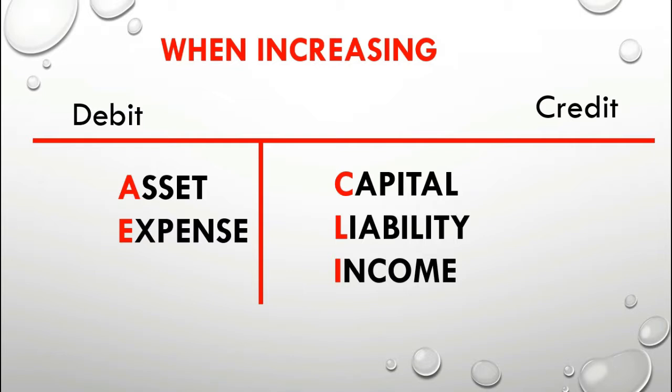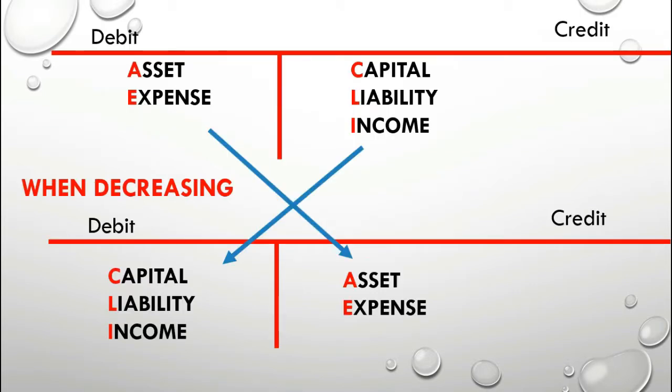So what will happen when these elements are decreasing? Simply take the reciprocal or the opposite of it. When increasing asset and expense, we write it on the debit side. So when decreasing, we put it on the credit side. Capital, liability and income, we put on the credit side when increasing. So when decreasing, we put it on the debit side, or the left hand side.